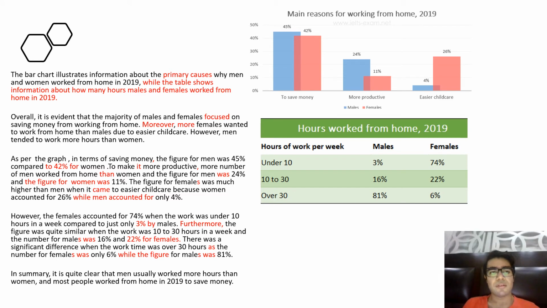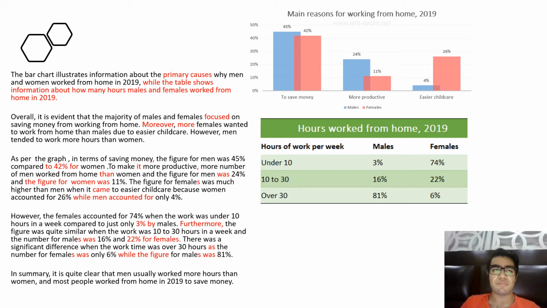Okay. So the bar chart I used illustrates information about the primary causes. Primary means the main, like the main causes. And causes is similar to reasons. So main reasons is equivalent to primary causes. So about the primary causes were men. Instead of males, I've used men. Why men and women worked from home in 2019.